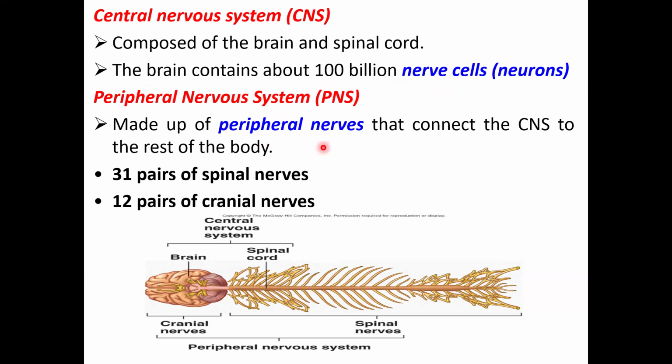The peripheral nervous system is formed of peripheral nerves that connect the central nervous system to the rest of the body, to the muscles, to the glands, to blood vessels, and so on. We have 31 pairs of spinal nerves and 12 pairs of cranial nerves. And this is a very, very important point. This is a hot spot in the lecture, the numbers of spinal and cranial nerves. Take care of them. Okay.